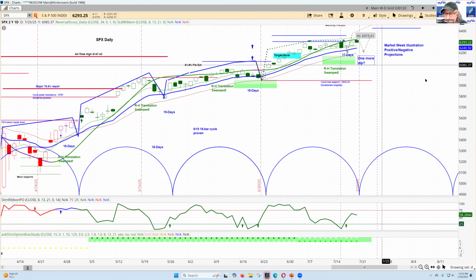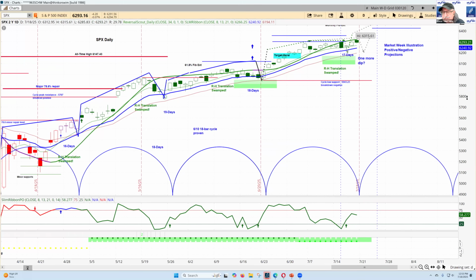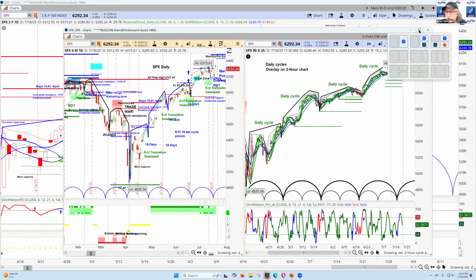Will there be one more dip? And sometimes when I don't know and it's not really clear, I put that information in there, and then what I'll do is I will try to find information that helps me with that. So I'm going to move in another chart right over here.